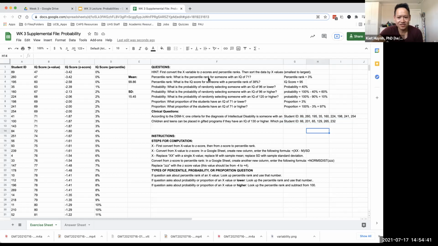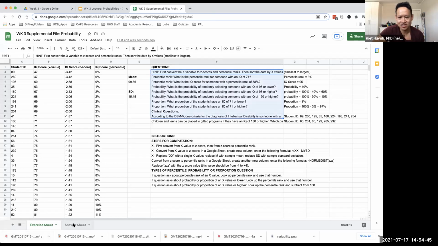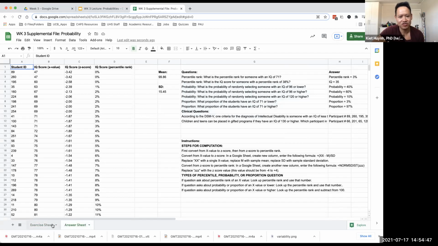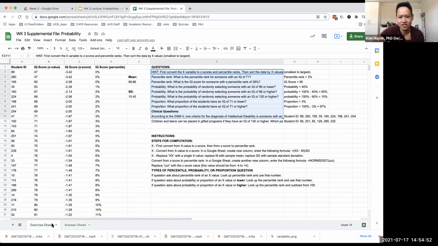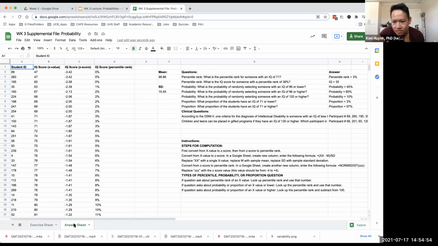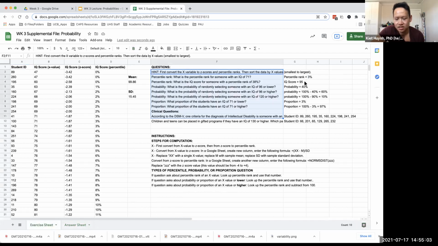All right, and this answers all the questions for this exercise. You'll see down here that the answer sheet has the answers already computed, and it should match what we just did here. Yeah, seems like a match. 3%, 35, 40%, 60%, 10%, 3%, 97%, 3%, 95, 40%, 60%, 10%, 3%, 97%.